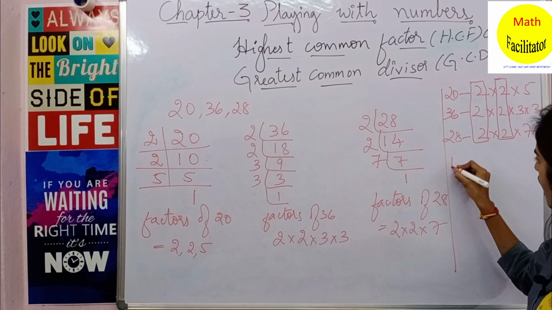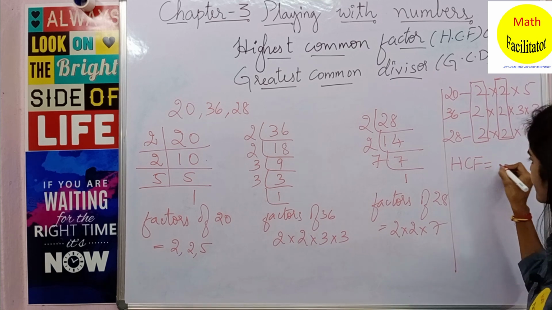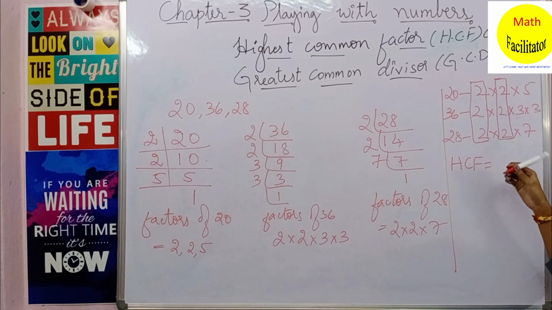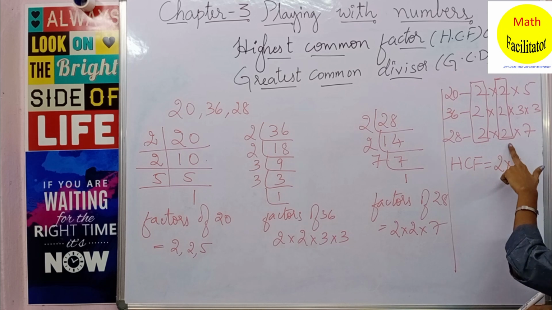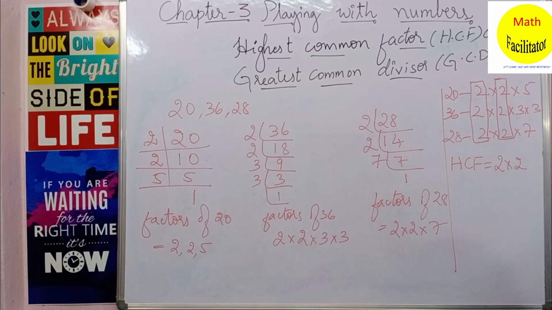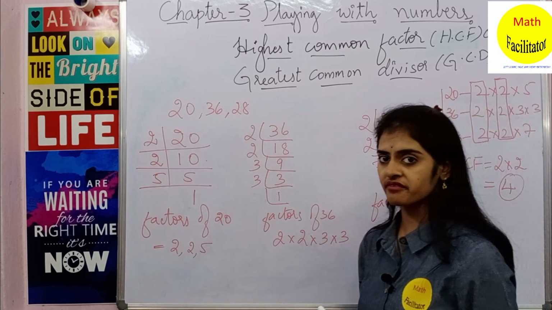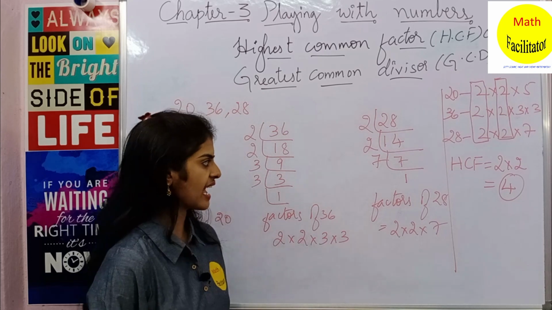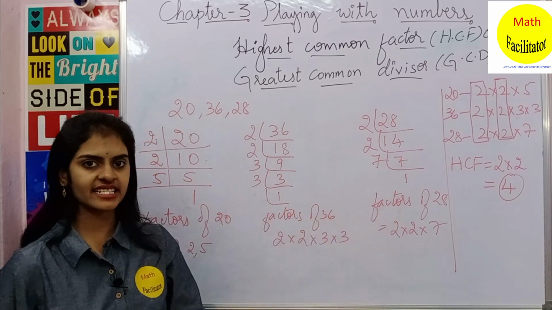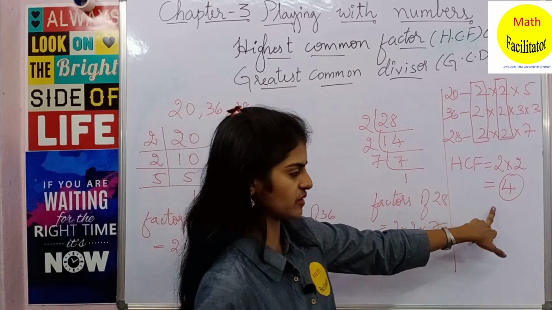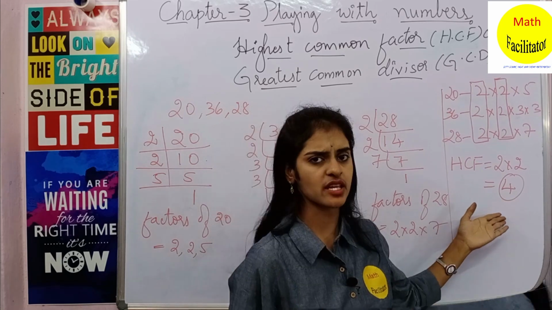Yes, so how do you find HCF? HCF is nothing but these common factors, you multiply them. Okay, 2 is occurring 2 times. 2 is common 2 times. Okay, so HCF is nothing but 2 into 2, which is 4. The same thing you can also find out by listing the common factors as we have done earlier, and then you can find the greatest number among the factors, and you will get the same answer 4.